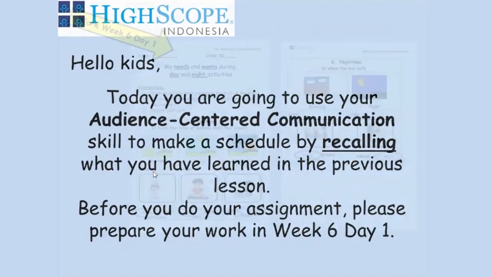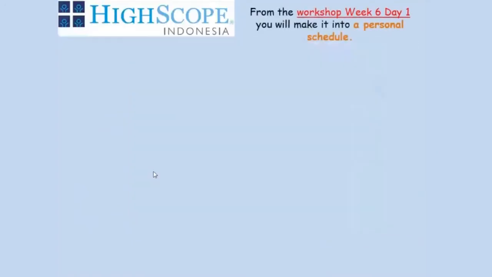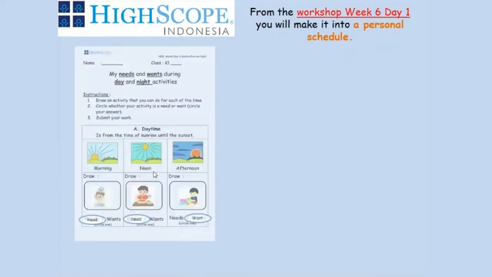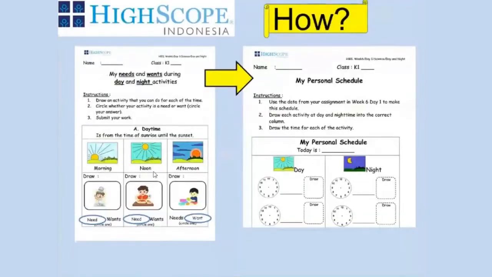Which one is that? It's this one. The worksheet titled My Needs and Wants During Day and Night Activities. From the worksheet in week 6, day 1, you will make it into a personal schedule. So from that worksheet, you will be using it to make a schedule that looks like this. How? You just need to do this by following the instructions.